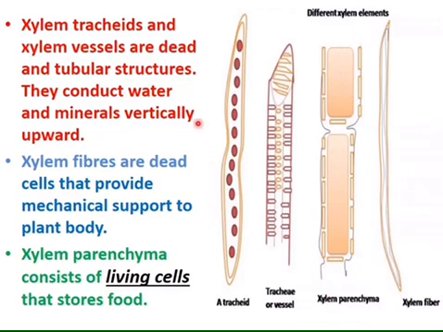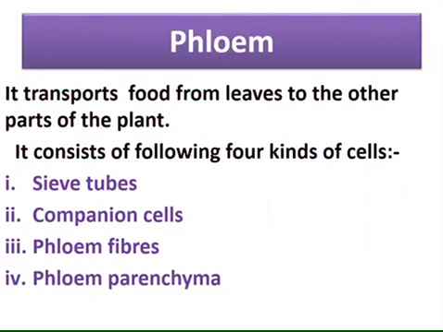Other 3 are dead cells. Xylem tracheids, xylem vessels and xylem fibers, these are dead cells. Only xylem parenchyma are living cells. So this can be asked in a 1 mark question. So you must know this.